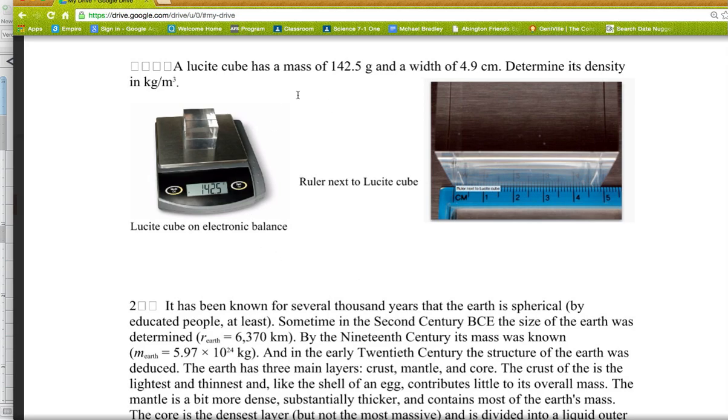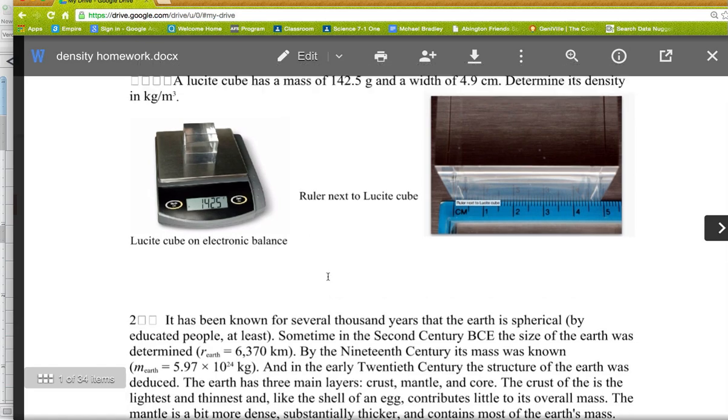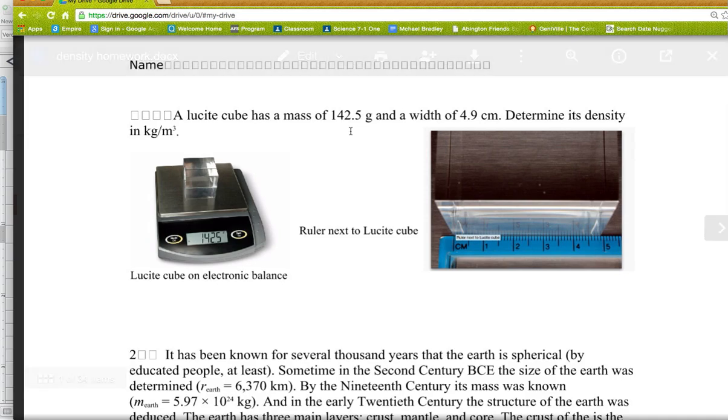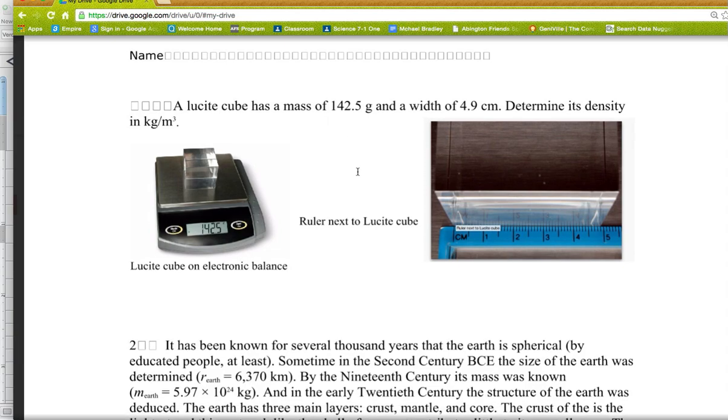First one, pretty straightforward. What you have here is a cube of light. You get the volume, side cubed, and then you have the mass, so 4.9 divided by the cube of 142.5 grams. You can do that one, I'm assuming.